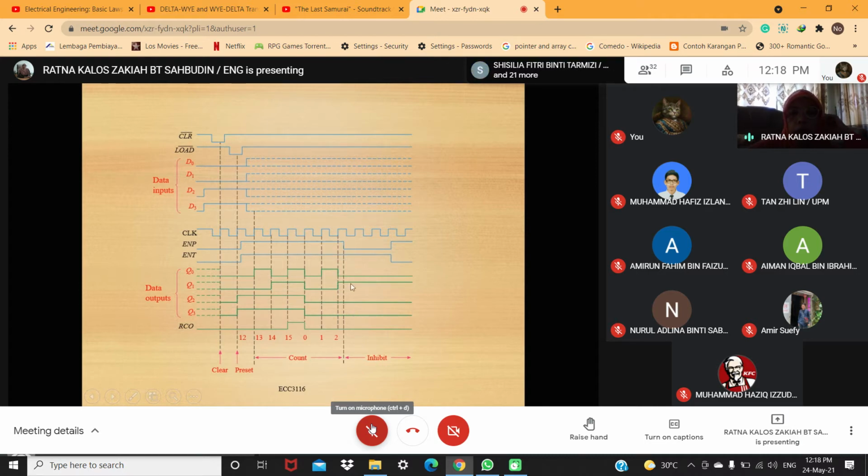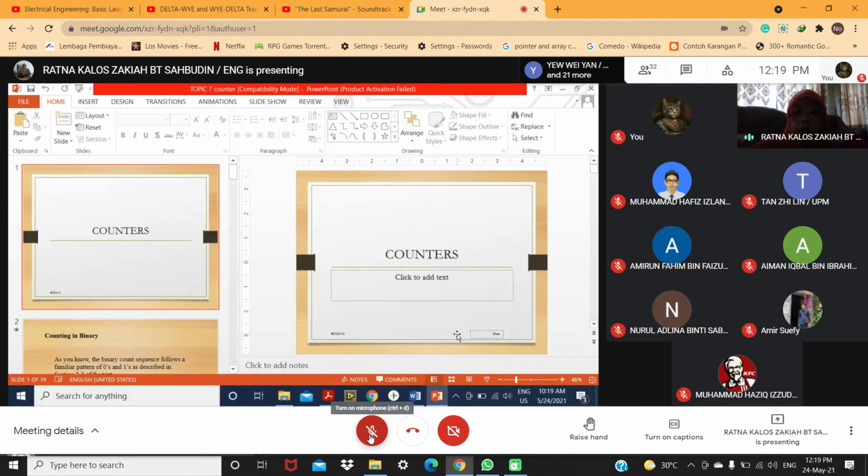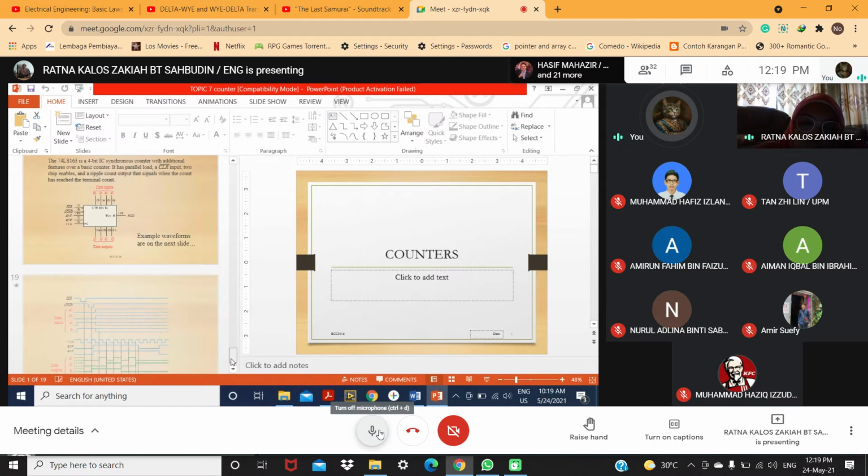So it will inhibit when this enable here is low. Okay, any more questions? Okay, we finish here. Any more questions?